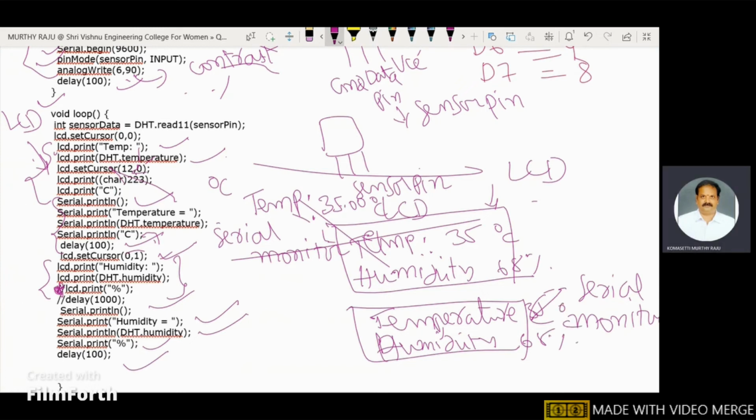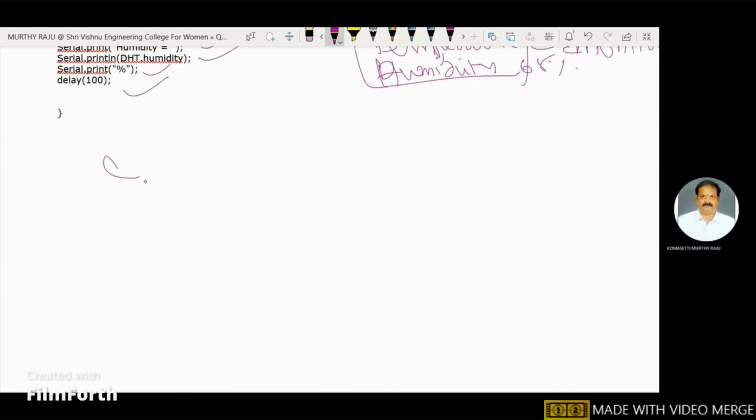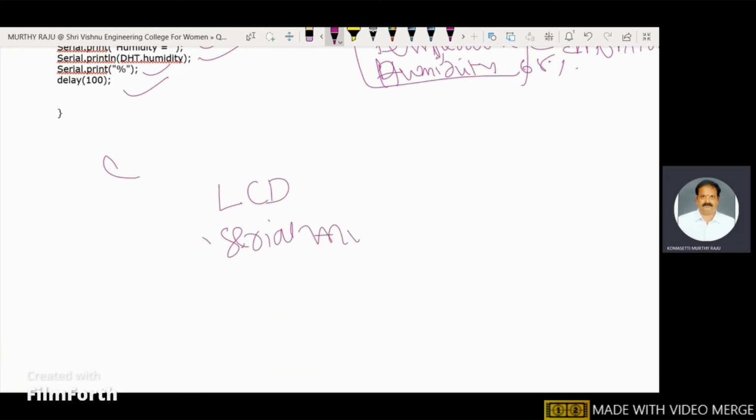There are 2 displays, the LCD display and the serial monitor display. These are the 2 displays used to display the humidity and the temperature of the room by using the DHT sensor.